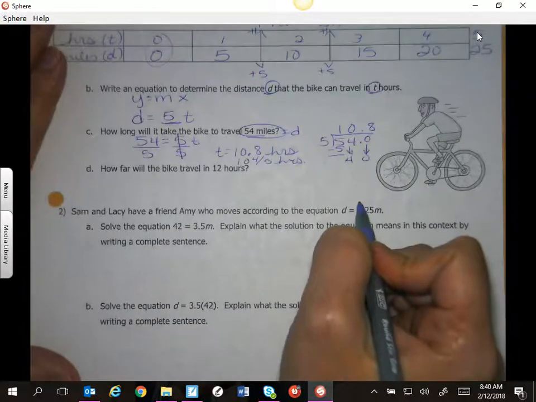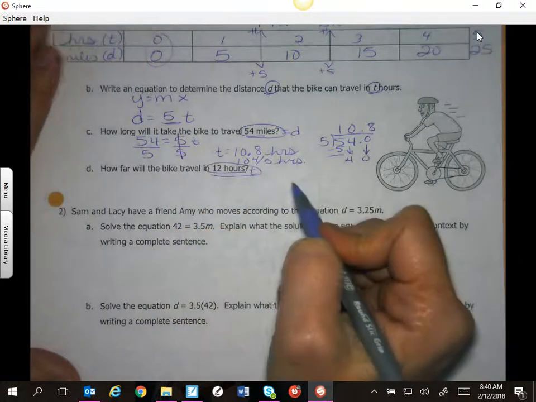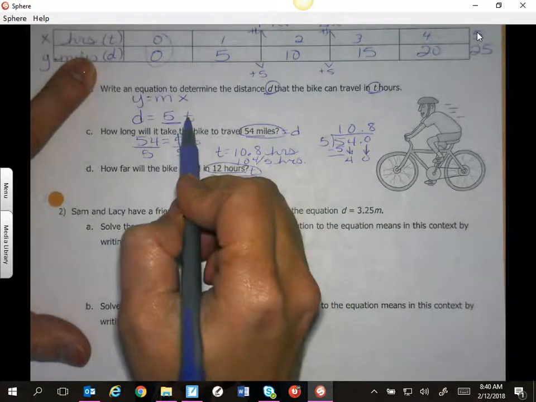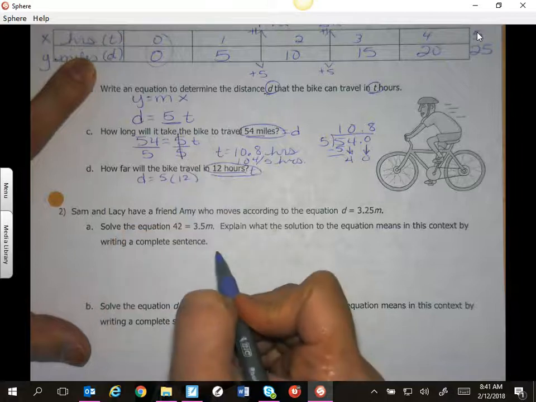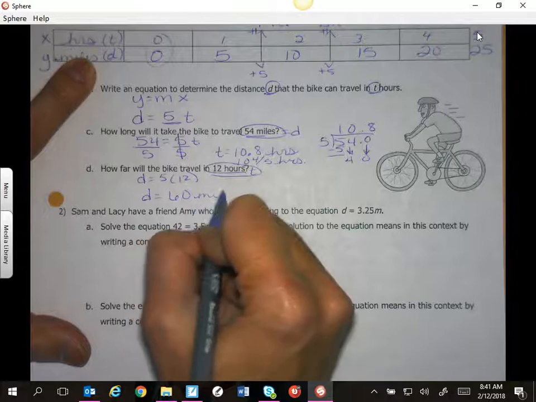Again, on this next one, we're applying it. So we have 12 hours. Hours is our t, which is our independent variable. So we're going to put this 12 here. d equals 5 times 12. So 5 times 12 is 60. 60, and we are using miles.